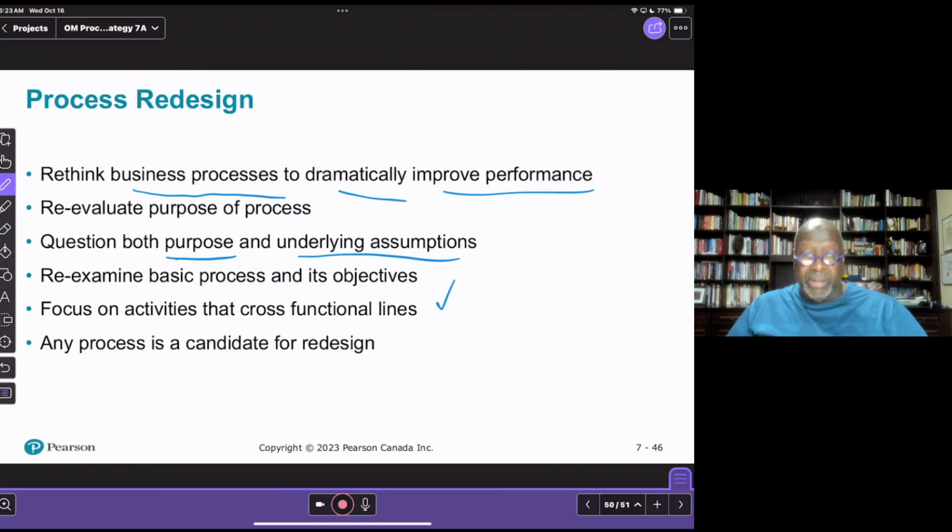So focus on activities that cross functional lines. And what does it mean by that? If you have activities that cut across functional lines, it means that you have to make sure that the people who are offering the various functions to that process are capable of working together collaboratively. If you could reduce the number of functional lines, it actually helps to improve standardization and efficiency and stuff like that. And then any process is a candidate for redesign, and in some cases you may have radical changes to that process, some cases you may not.